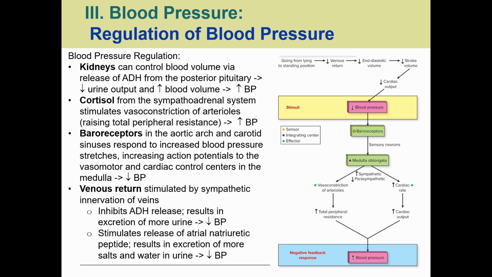Venous return, which is stimulated by the sympathetic innervation of the veins. This will basically, if we need to lower blood pressure, we can inhibit ADH, so more water in the urine, lower blood volume, lower blood pressure. It also can stimulate the release of the ANH, the atrial natriuretic hormone. Because again, more venous return means the atria get stretched more, and if the atria get stretched more, then that will trigger the release of ANH, which means release salt. And as we release salt in the urine, water will be pulled with it, so more water in the urine too, which again leads to lower blood pressure.